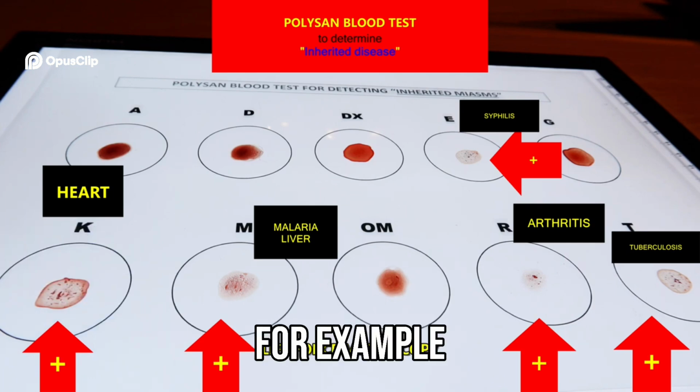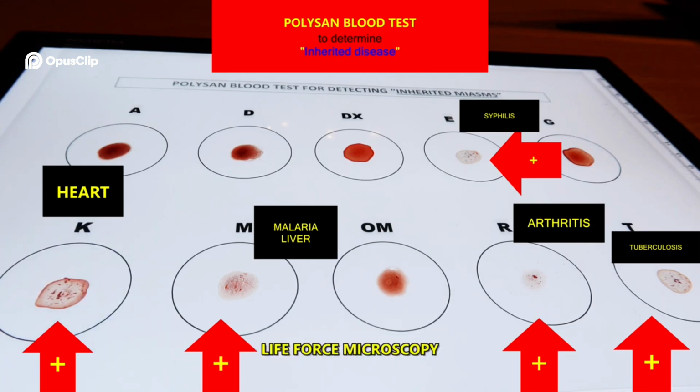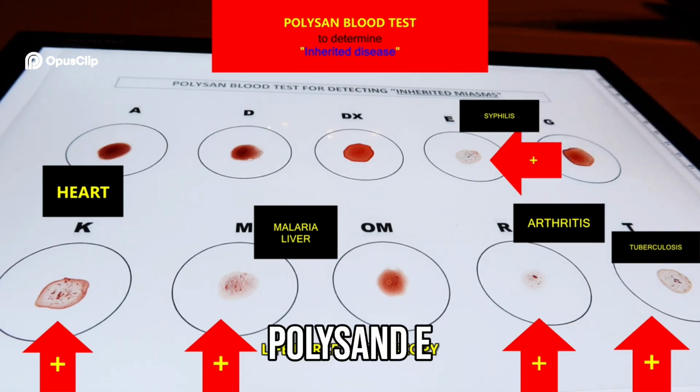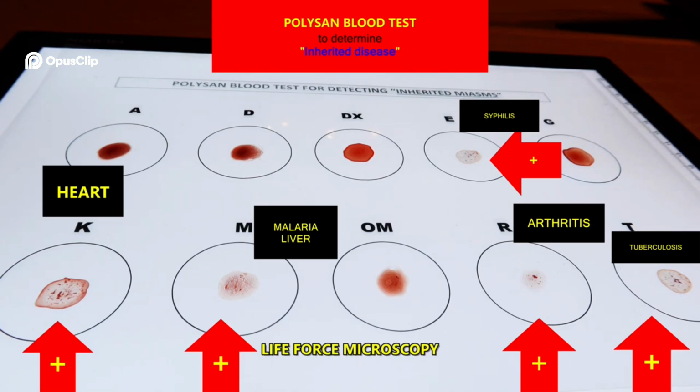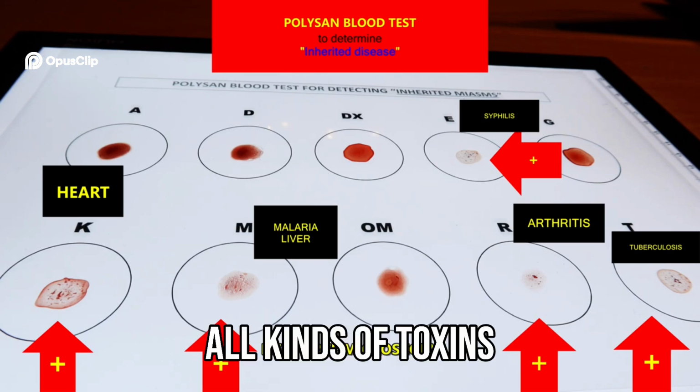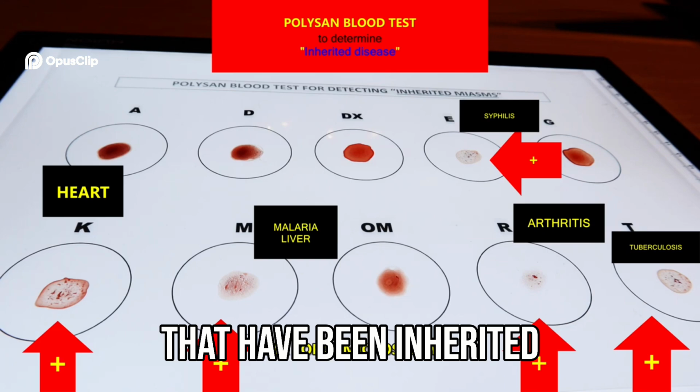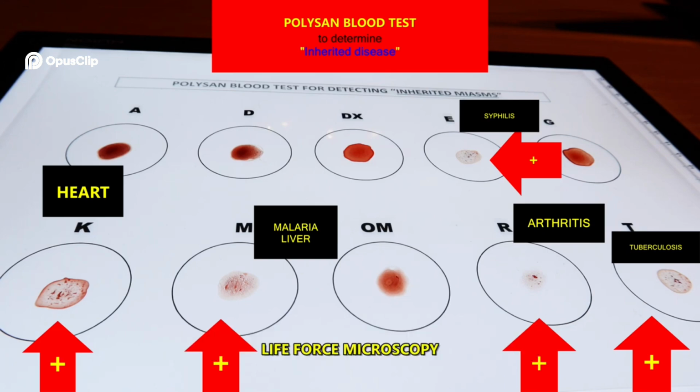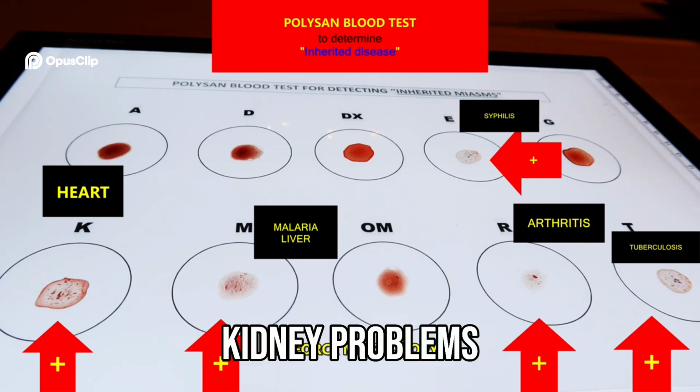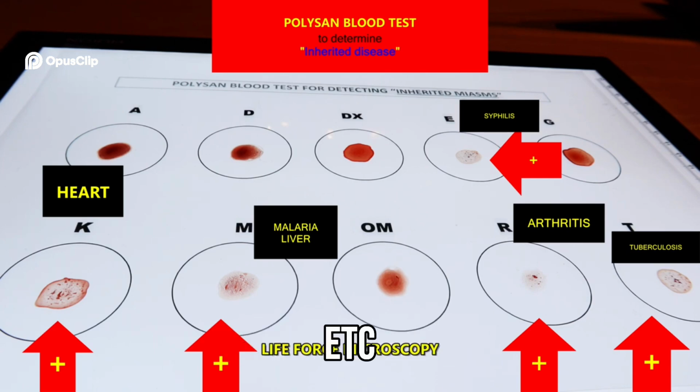So if we take, for example, Polysan E, Polysan E is related to syphilis or all kinds of toxins that have been inherited. Infertility, for example, kidney problems, etc.